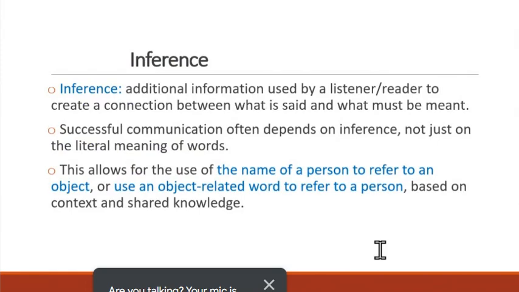Inference comes from the word infer. To infer means to assume something, to give an assumption to something. So it is additional information used by the listener or reader to create a connection between what is said and what must be meant.